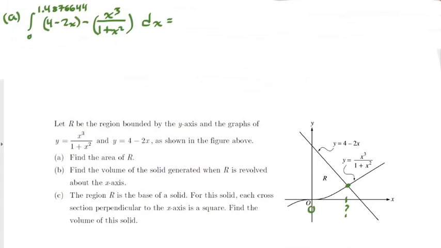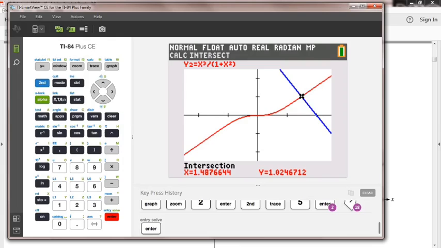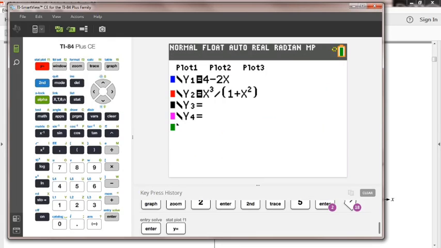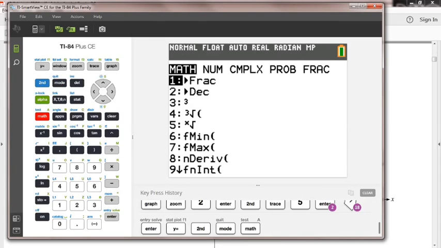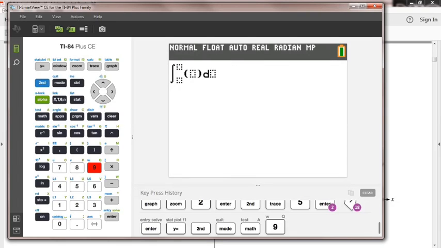And you know what's beautiful? We already wrote these functions down once, and we stored them in the y variables, the y vars. Check this out. If I go back to y equals, you see y1 equals that, y2 equals that. So I hit second, quit, go back to home, and to find the integral, I hit Math and then 9, because that's the FNINT. That's the integral button.